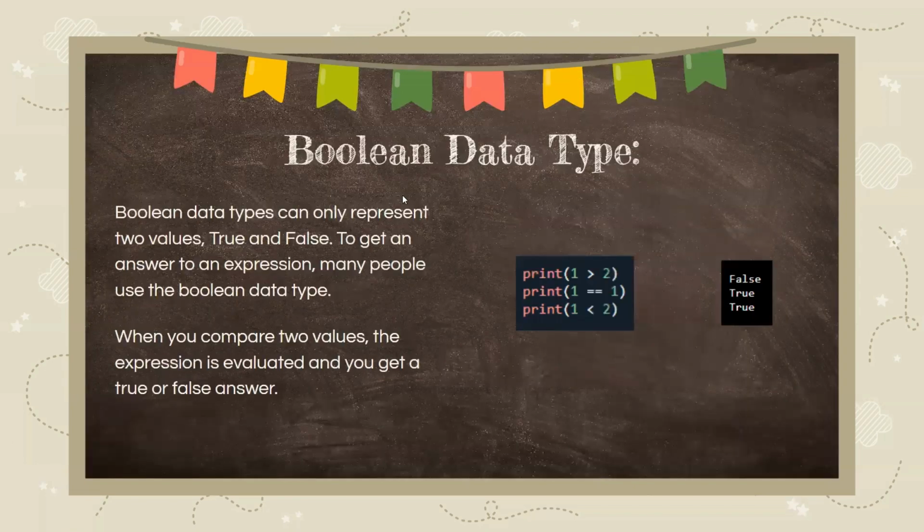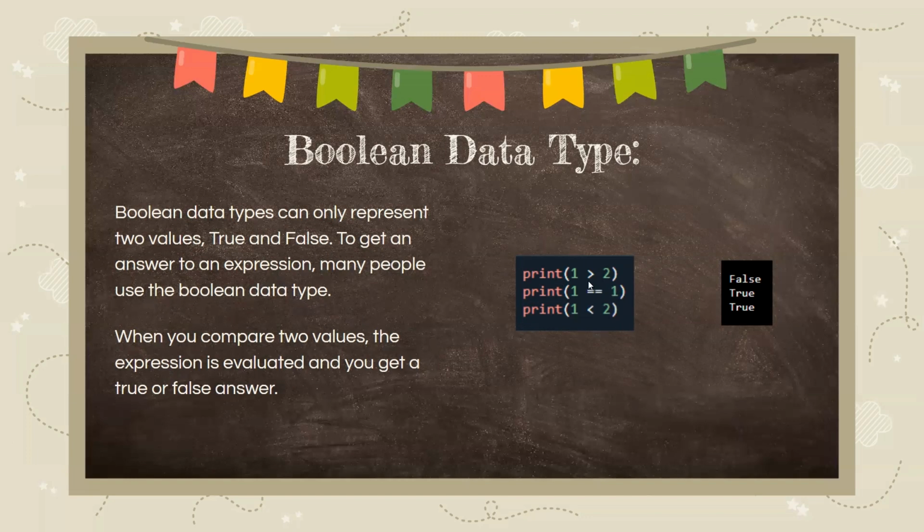Finally, we have our Boolean data type. Boolean data types can only represent 2 values, true or false. To get an answer to an expression, many people use a Boolean data type. So this is more for checking expressions or mathematical equations. When you compare 2 values, the expression is evaluated and you'll get a true or false answer.